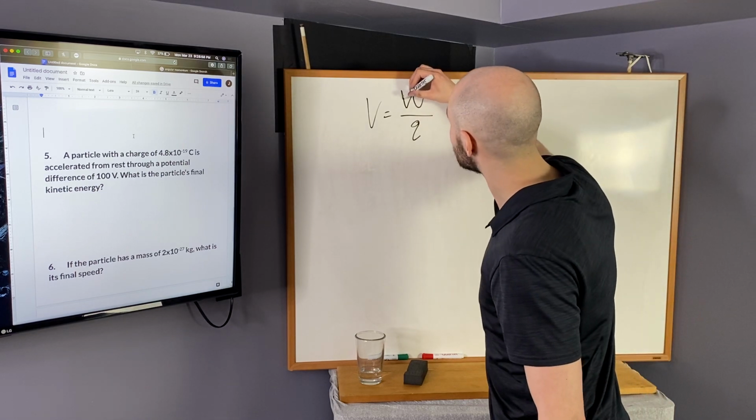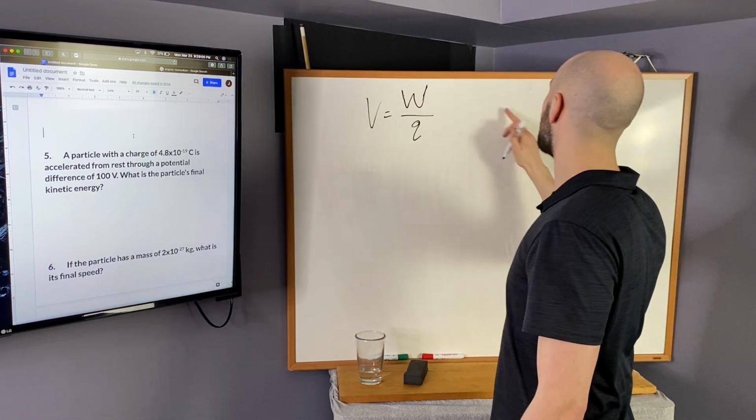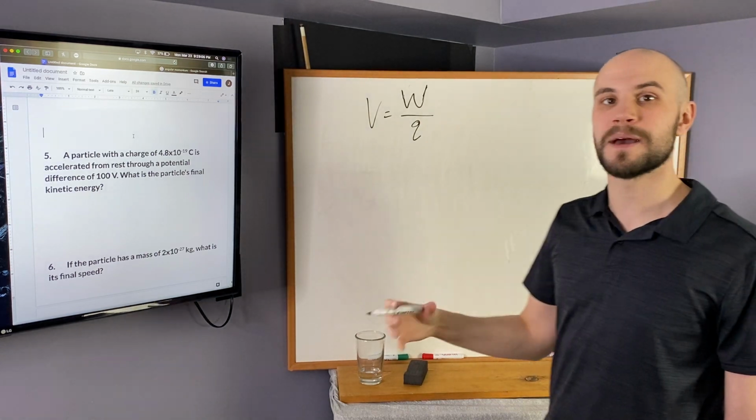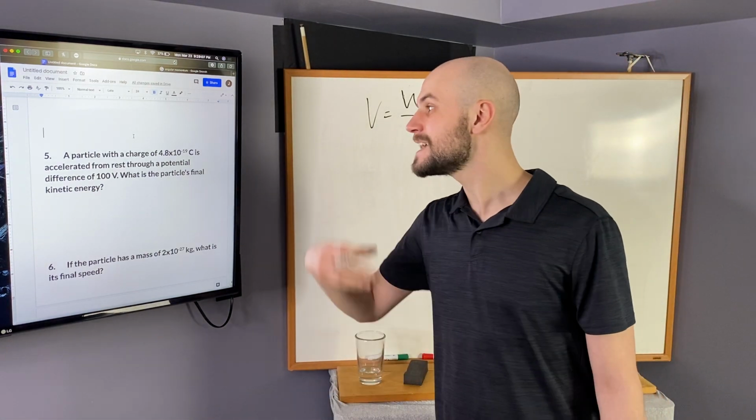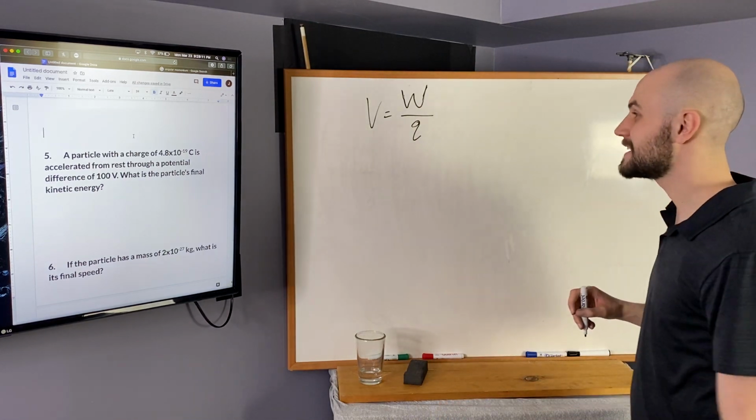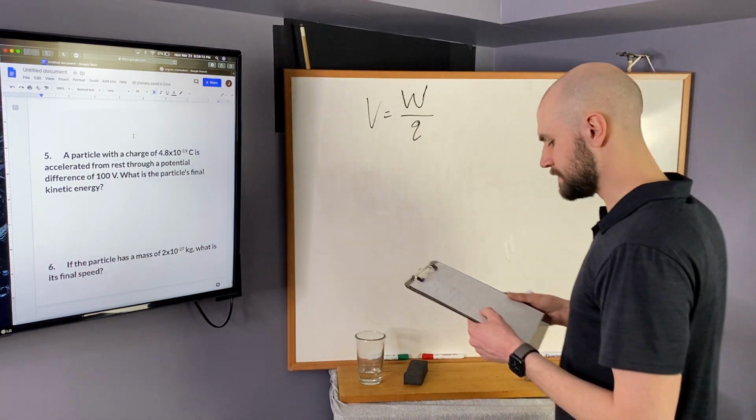Remember, those old physics concepts don't go away. The work energy theorem tells us the amount of work done is the amount of energy that the particle gained. This particle gained all kinetic energy. So if we know the work, we know the final kinetic energy.